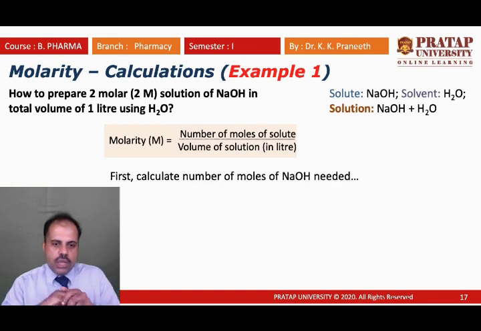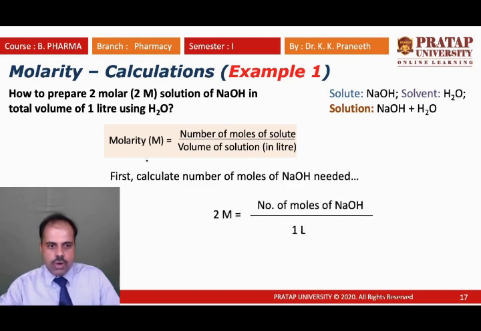First we have to calculate the number of moles of NaOH needed. We know the molarity of this solution, 2 molar, and the total volume of the solution, 1 liter. So we need to find the number of moles of solute. How do we find that? We input these values. The molarity is 2 molar.